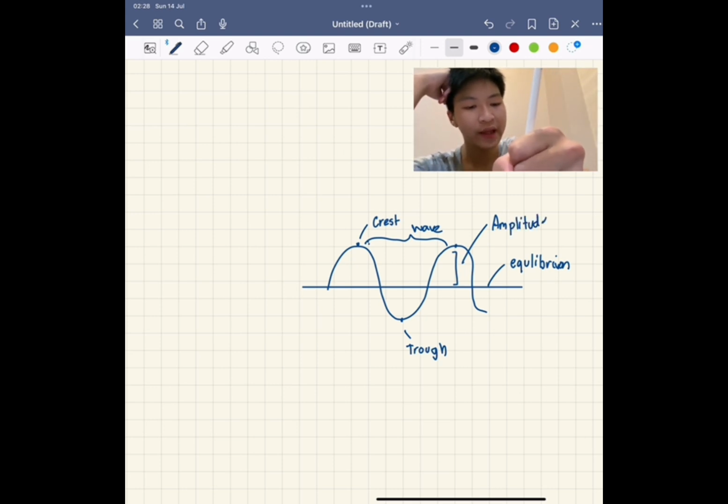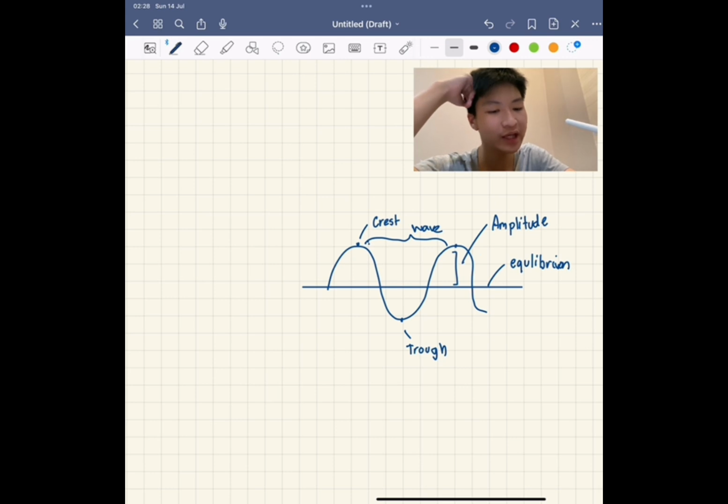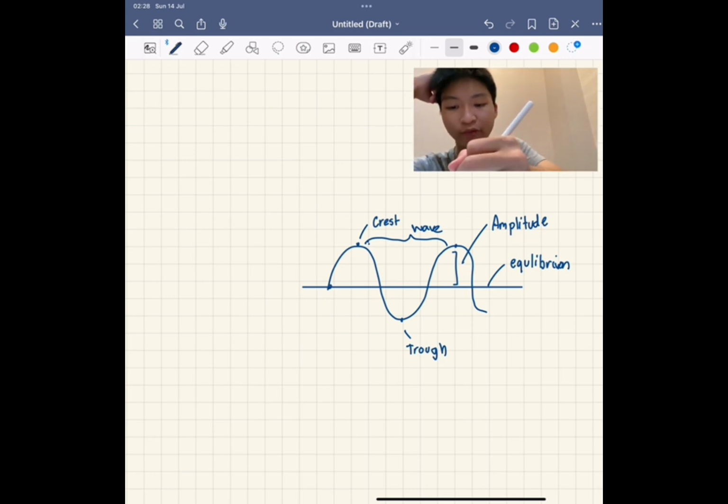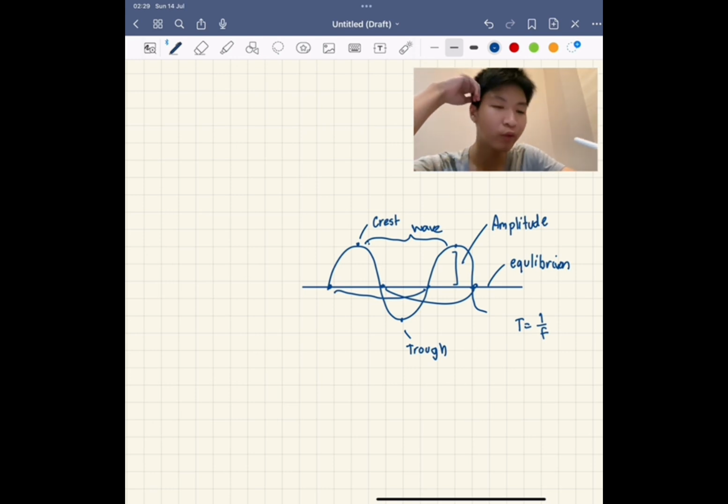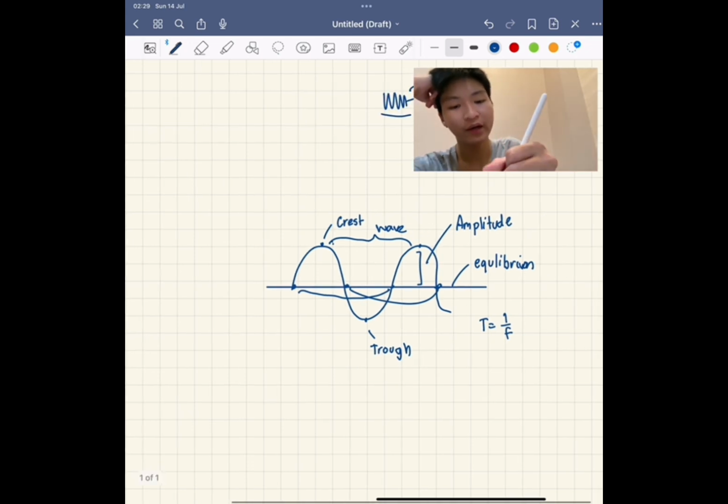Amplitude. And the period is the time taken for one complete cycle. One complete cycle is like from here to here, or from here to here. And it can be calculated by using the formula T equals 1 over the frequency. And what is frequency? The frequency is the number of cycles per second, and it's measured in hertz. And we use the formula f equals 1 over T.